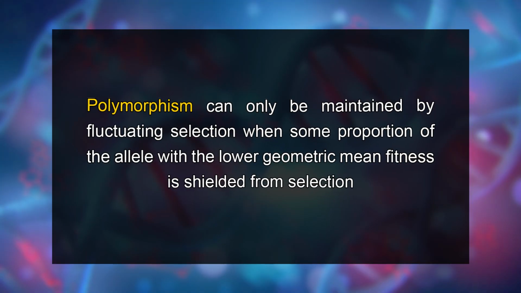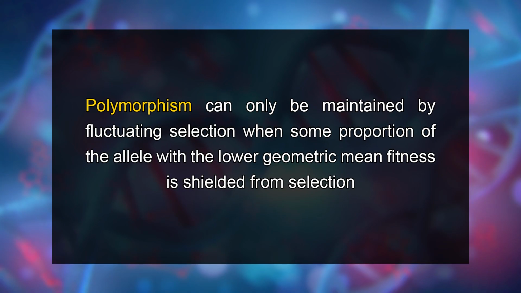However, mutation probably does explain some of the very rare phenotypes seen occasionally, such as albinism in humans and other mammals. A polymorphism can only be maintained by fluctuating selection when some proportion of the allele with the lower geometric mean fitness is shielded from selection. Such cases are given when the recessive homozygote has lower geometric mean fitness but higher arithmetic mean fitness than the heterozygote, when the heterozygote has higher geometric mean fitness than both homozygotes, when selection fluctuates both in space and time, or when some genotypes are shielded from selection in a seed bank.